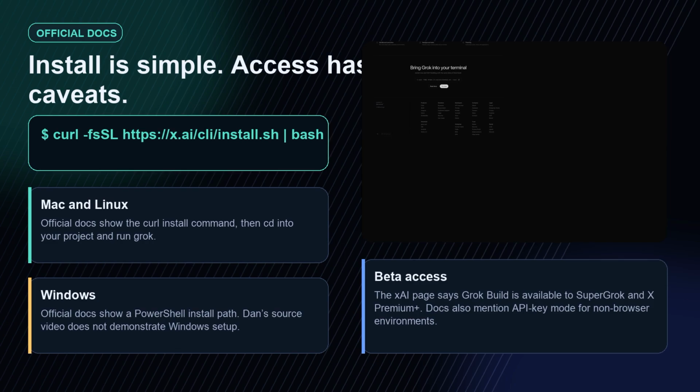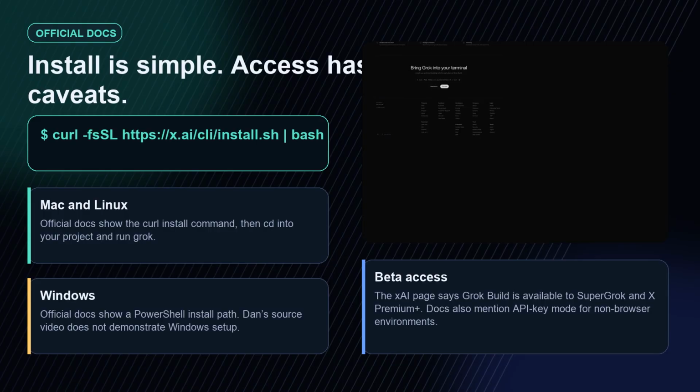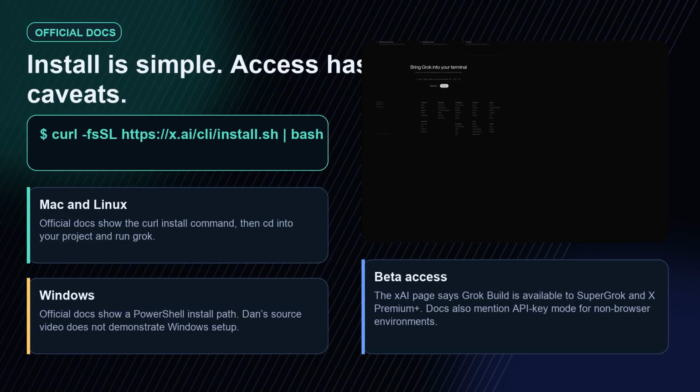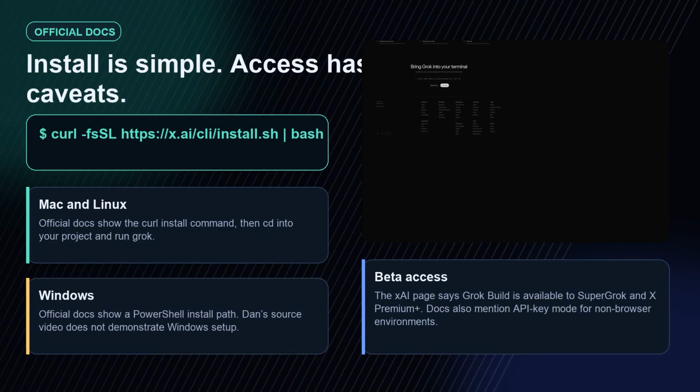The important part is eligibility. The XAI page says Grok Build Beta is available to SuperGrok and X Premium Plus users. The docs also mention API key mode for non-browser environments. Do not frame this as a random free public CLI.